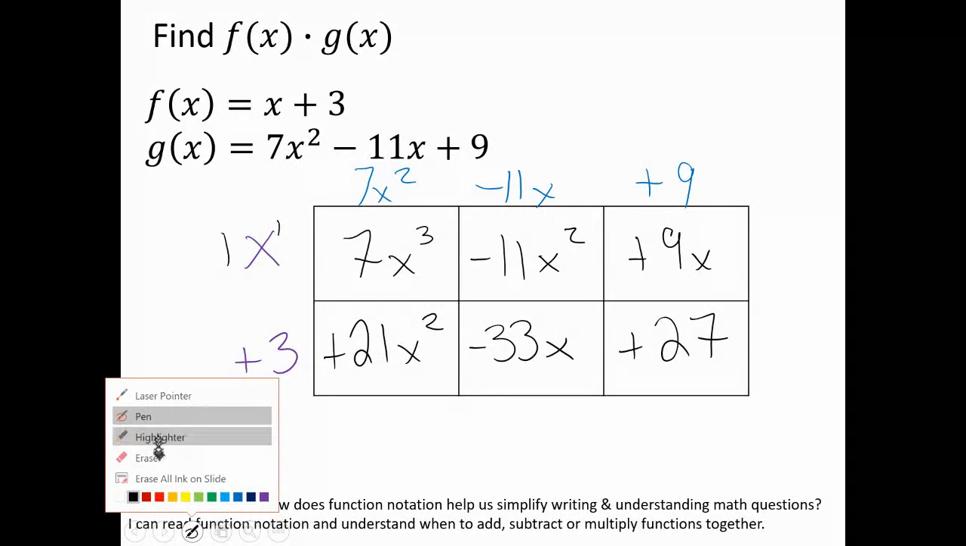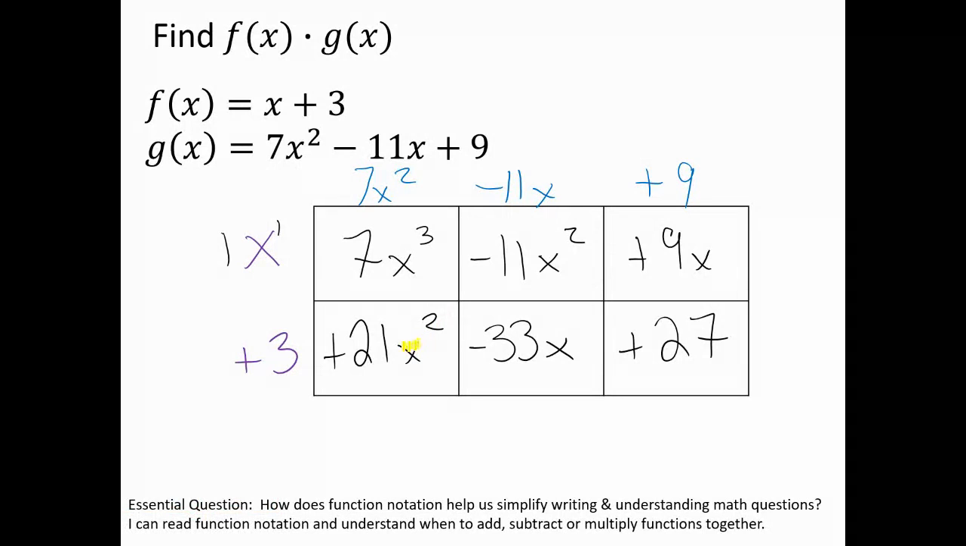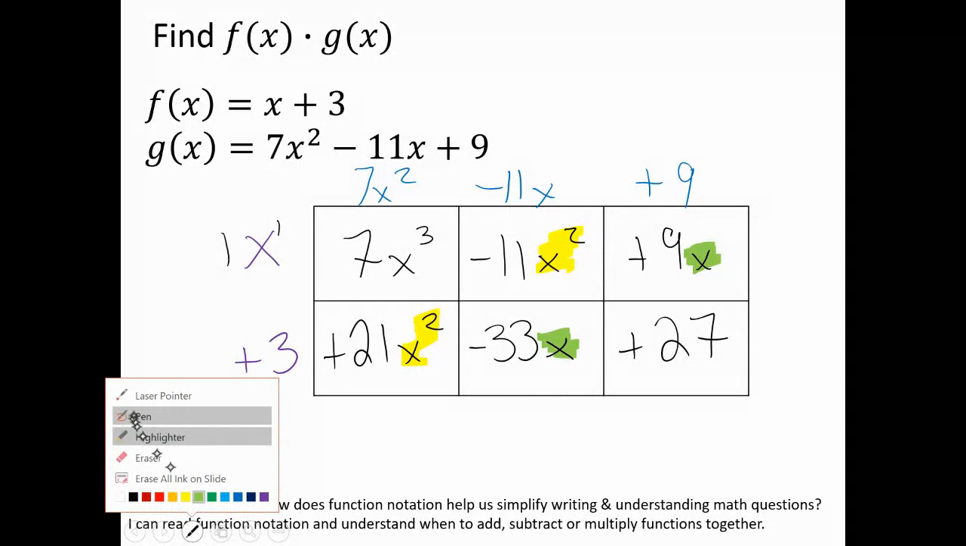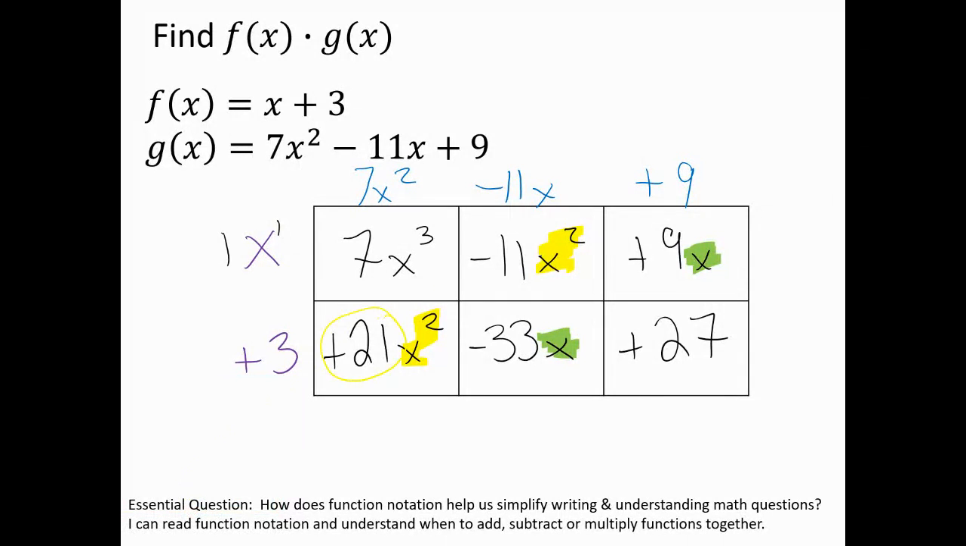And then look for your like terms. So I know since these both have an x squared, these ones are like terms. And these ones have just a plain x, so these are like terms. So whenever you have like terms, you're going to just add the numbers in front, the coefficients. So we're going to add 21 and negative 11 together, or subtract, I guess I should say. And we're going to do negative 33 and positive 9 together. So let's do it. Start with your highest power, just rewrite it because it doesn't have a like term.